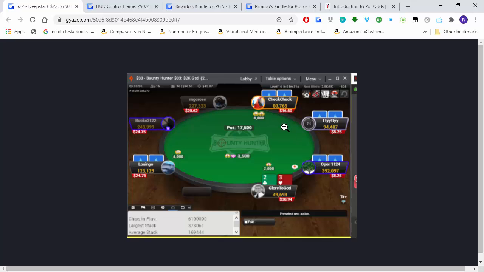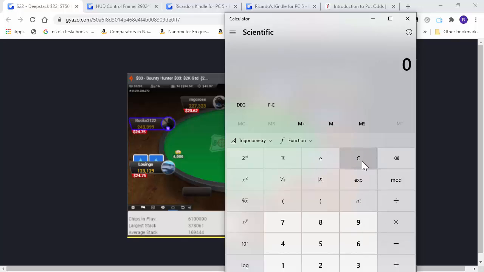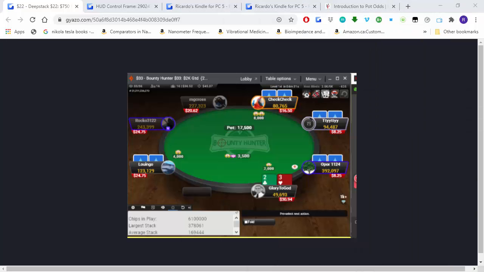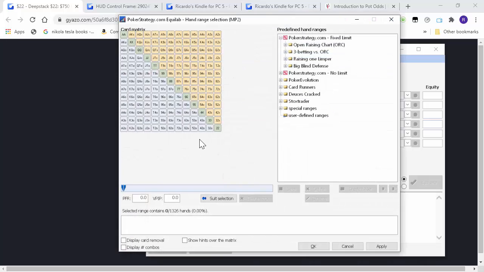So say he raises here. Say I jam here. That would make the pot 67,500. Is it called 42,000 to win 109,000? He needs 38% equity normally. So if you remember that 25% number for any two, you'll know this is going to be an any two kind of spot.